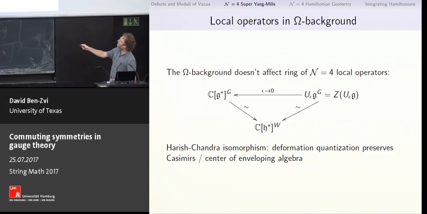So when epsilon is 0, I have this ring of invariant polynomials. When epsilon is non-zero, I have the same ring, but I'm going to think about it as the center of the enveloping algebra. Harish-Chandra's isomorphism says that the center of the enveloping algebra and the ring of invariant polynomials are both isomorphic to the same space of functions, the same space of traces. So that's the ring. In other words, under this deformation quantization, I promise the Omega background is a deformation quantization, the Casimirs of this Poisson bracket on G dual, or the center of the enveloping algebra, are the same.